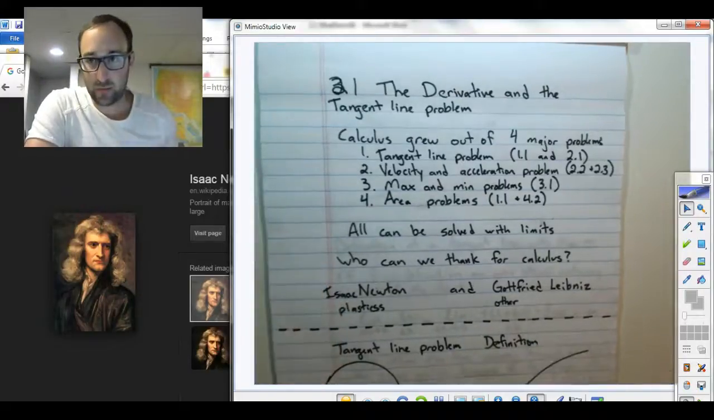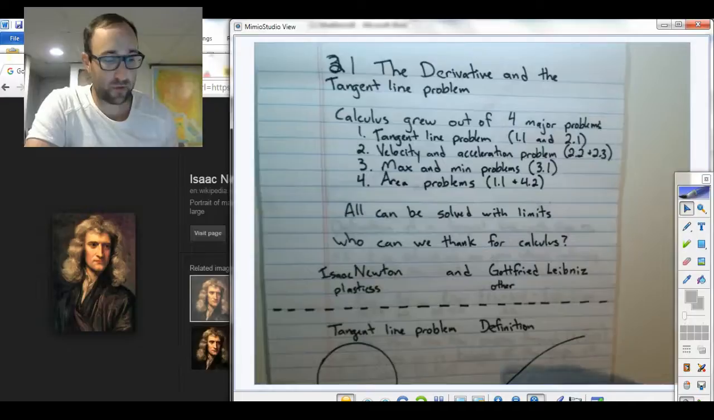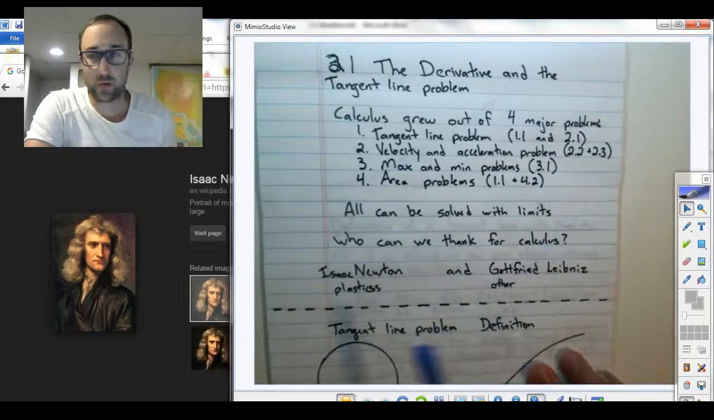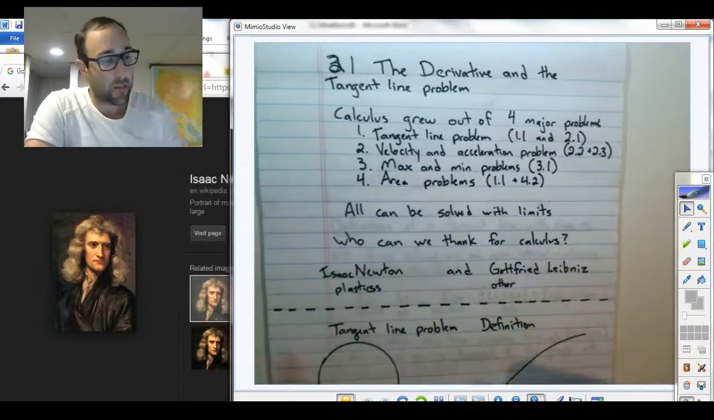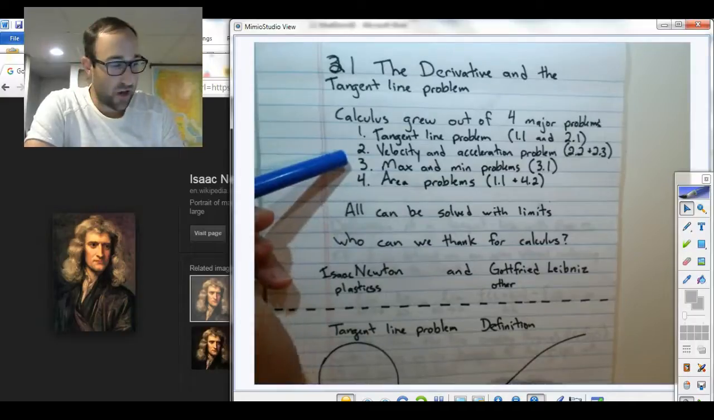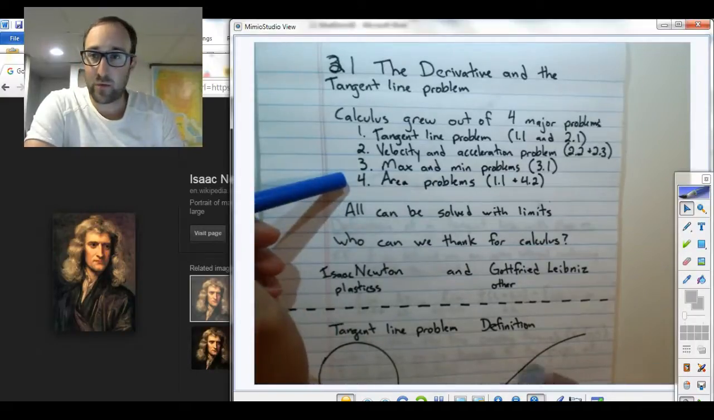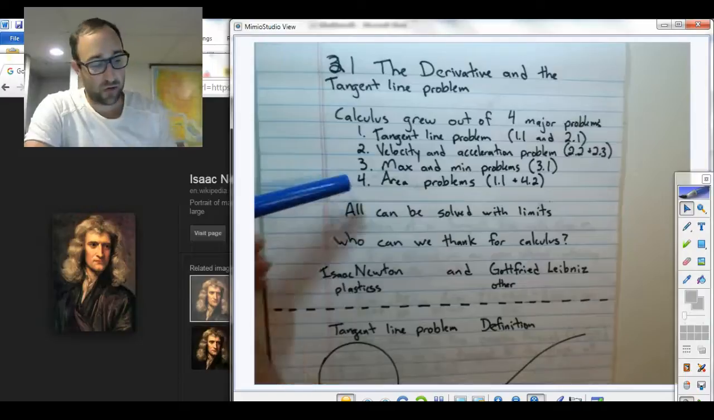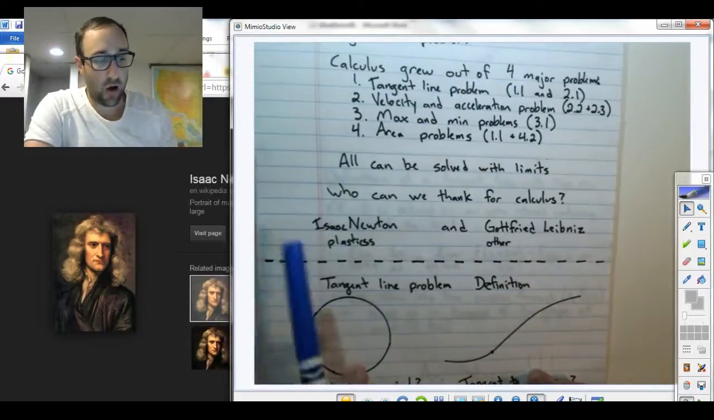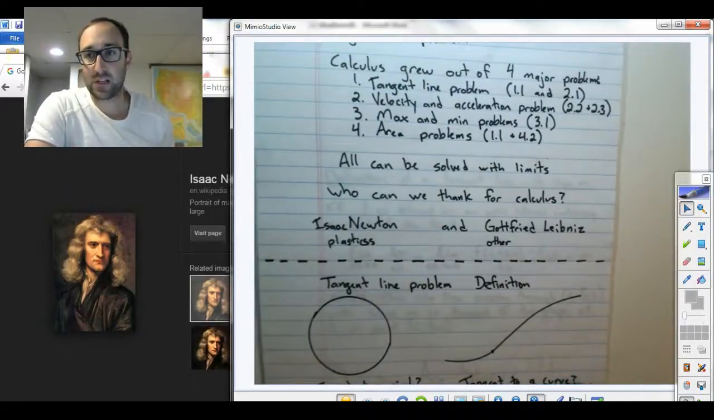One, the tangent line problem. Two, the velocity and acceleration problem, which is from sections 2.2 and 2.3, which we'll get into in the next couple sections. Max and min problems we'll see next chapter, and area problems. We saw that from before, and we'll also see them again. So you say, okay, great. All this stuff can be solved using limits and the ideas of limits.